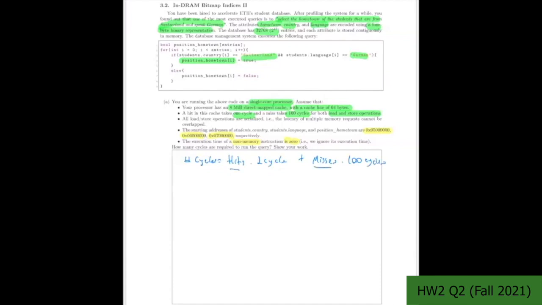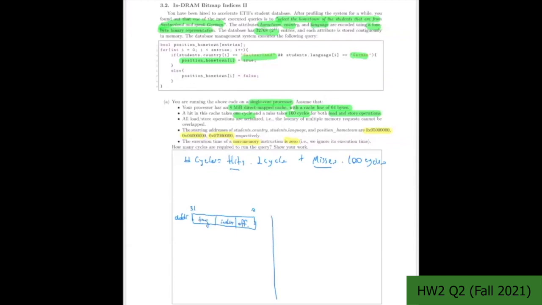The question says that you have a direct-mapped cache of 8 megabytes and the cache line is 64 bytes. So you need to figure out if those addresses are going to hit or miss in the cache. We have the line address here, and it's 32 bits. You're going to split this into the offset, the index, and the tag. Then you need to figure out where the offset, the index, and the tag are.